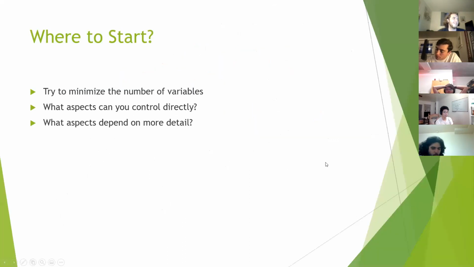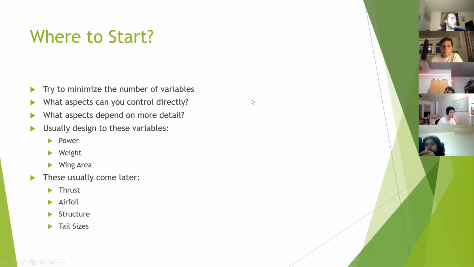As I mentioned, the place we want to start is usually with the fewest number of variables. Those three variables that I mentioned are the ones we usually want to design to: power, weight, and wing area. A lot of the other details we were talking about previously can come later, because the name of this presentation is conceptual design, right?